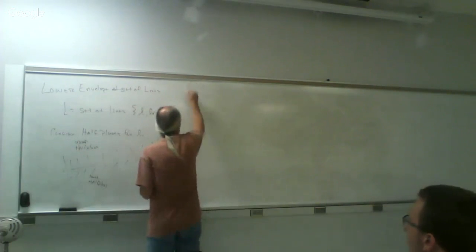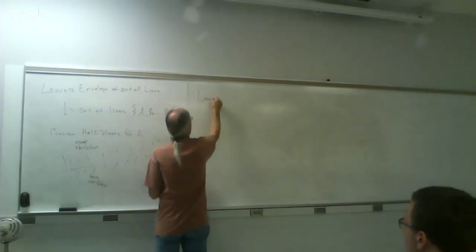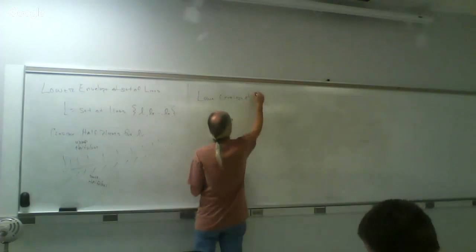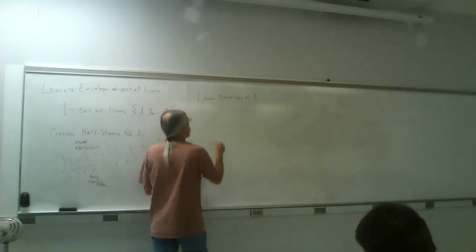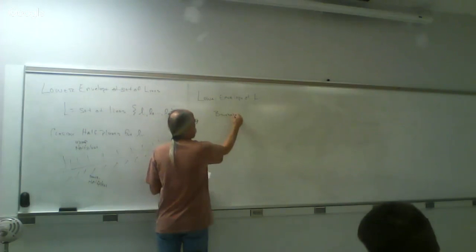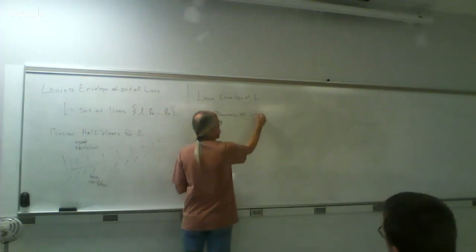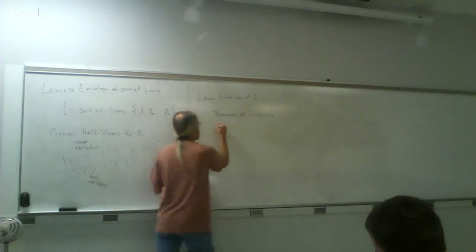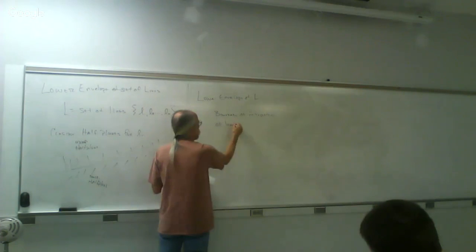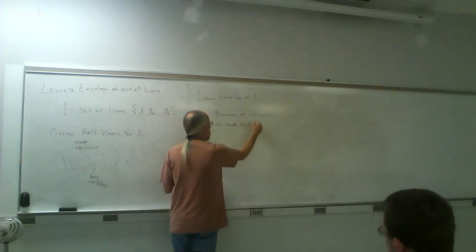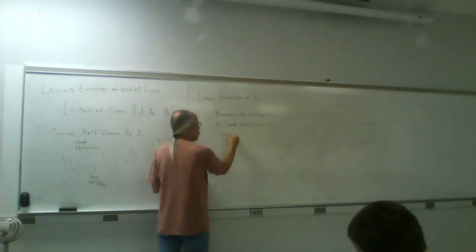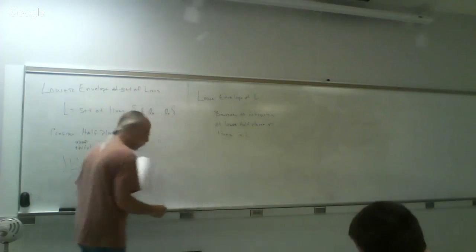So the lower envelope of L is the boundary of the intersection of all of the lower half planes of the lines in L. I'm going to draw a picture here.